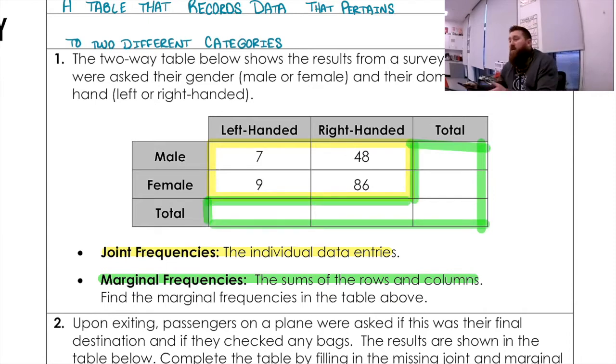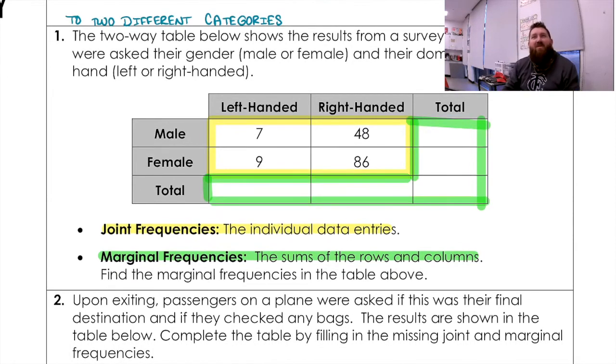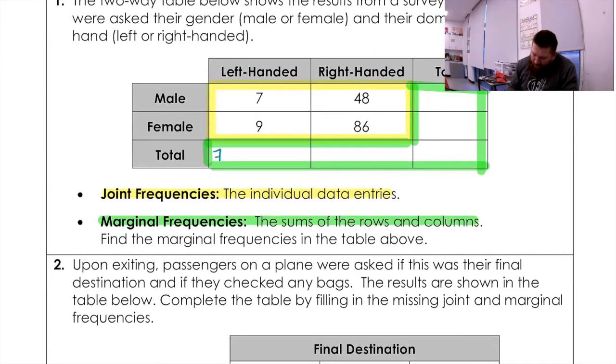Okay, so those are marginal frequencies. Think about the margins on a paper or when you're typing and you can set your margins. It's the edges, the space around that surrounds the numbers you're putting in. So we can calculate our own marginal frequencies by simply adding our data together. The number of left-handed individuals that were surveyed is just 7 plus 9, which of course is 16.